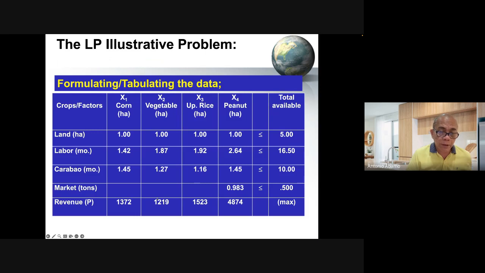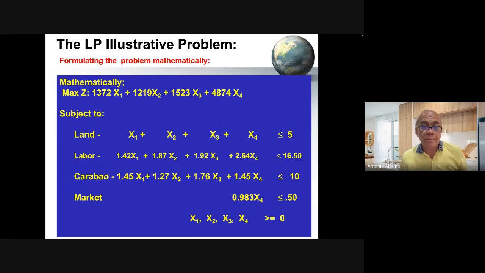That is because the market can only absorb 500 kilos. Okay? So, gross revenue or profit per allocation should be 1,372, 1,219, and so on for all the different crops or activities. Remember, the crops now are considered activities. Now, the columns for land, labor, and carabao, for example, these are all resources, limiting resources. Okay. Now, formulating the problem, we also express that mathematically. So, we write the problem in a mathematical expression.